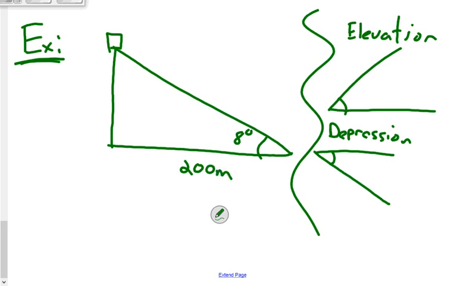Should we be drawing this one out? Right there. You can just put the 200 there at the bottom. And what we're looking for is the height of the tower, right? And we're assuming that the tower is straight up and down with the ground. It's not crooked or anything like that. Okay?